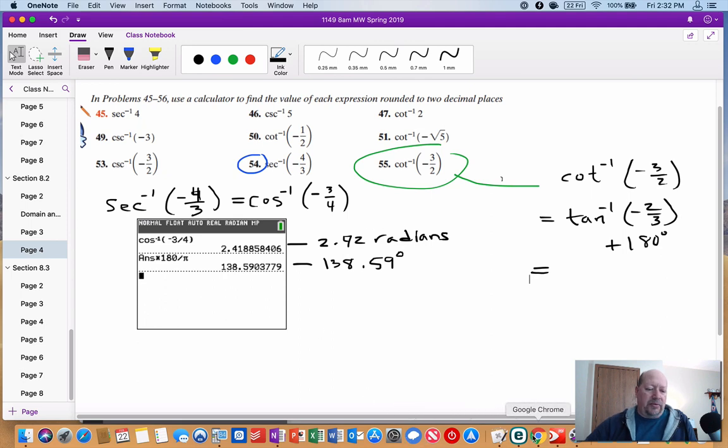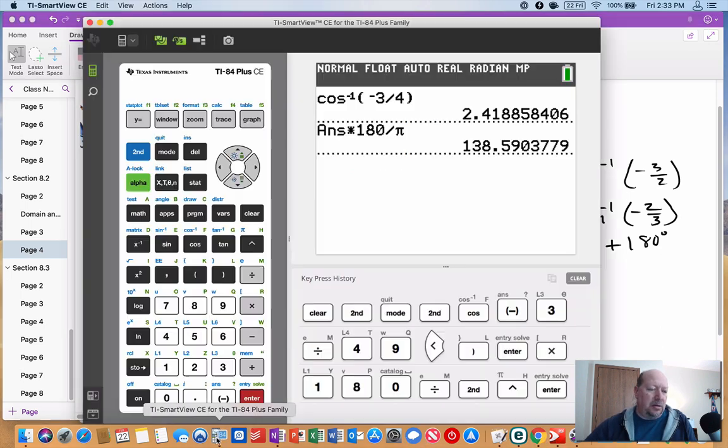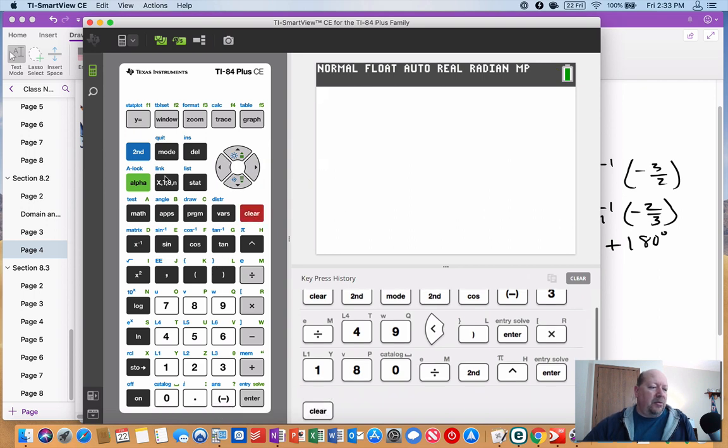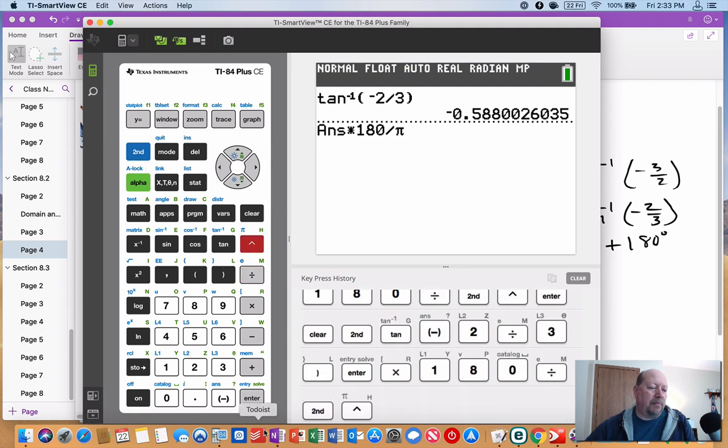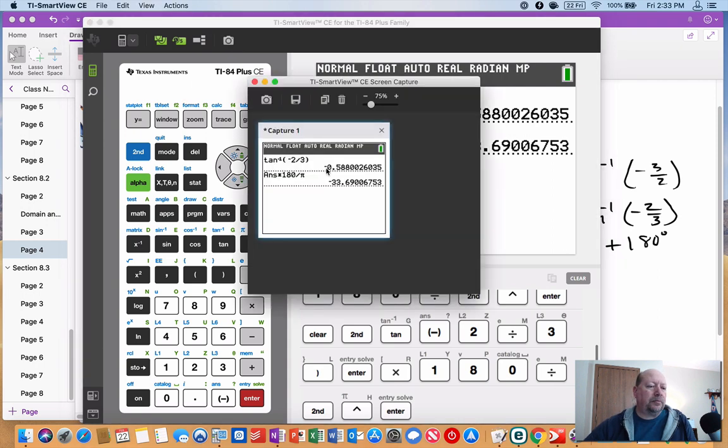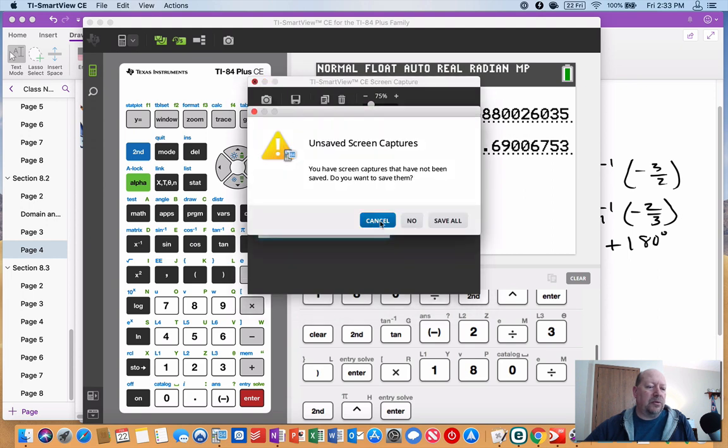So let's see here. We've got, clear that. So we got inverse tangent of -2 divided by 3. I'm still in radian mode. Okay, so we're going to multiply by 180 over pi to get also the degree answer in case we needed that. And so it's -33.69. Copy that for the notes.